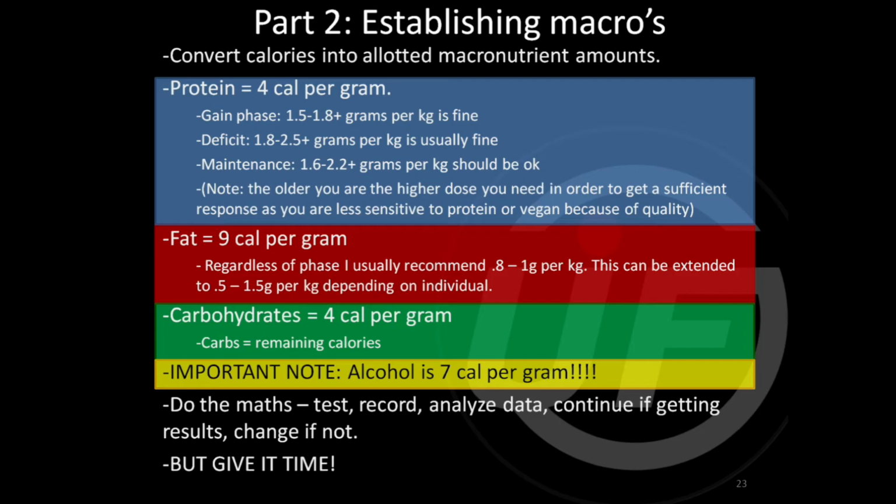So the way you would use this is, and again, next slide we'll go over it, you do the maths, test, record, analyze your data. If you continue getting results, continue doing what you're doing. If not, make some changes, plus or minus calories, make adjustments where you need to. But give it time. This is not a fast process, okay? This is a lifestyle, more of an educational thing the first few times you do it.